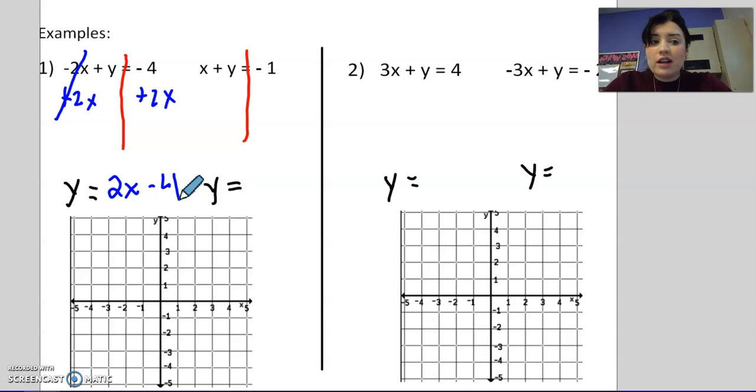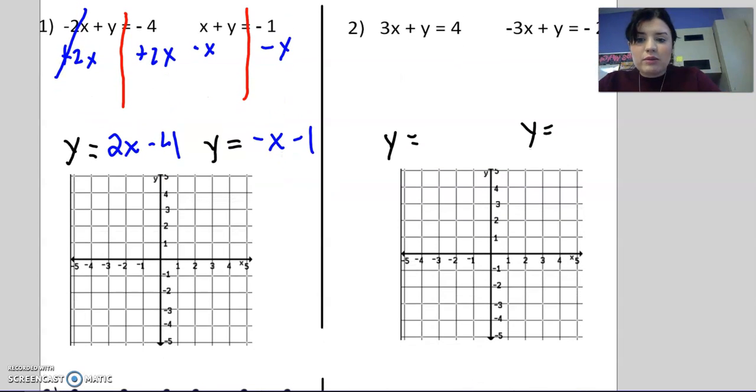Notice that we did not divide by 2. We want all of the x's to move to the other side. Looking at our second equation, that's a positive x, and it needs to be moved to the right, so we're going to subtract x. And we get y equals negative x minus 1. From here, all we're going to do is graph.